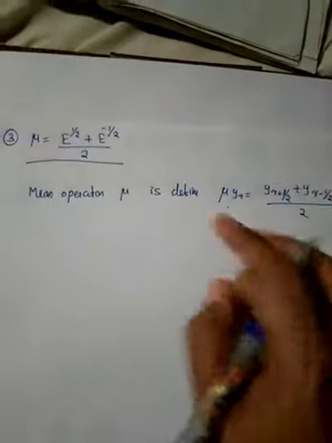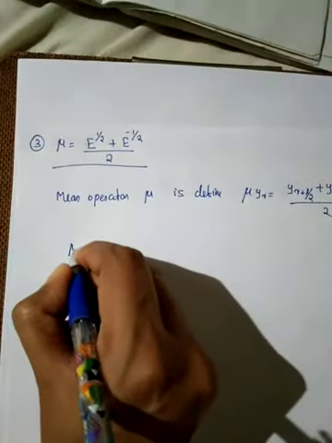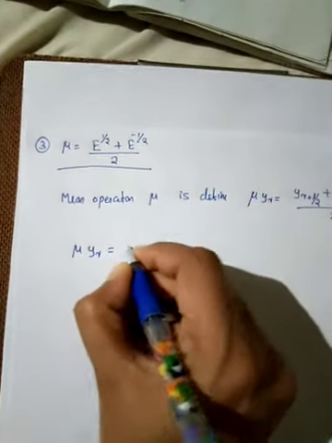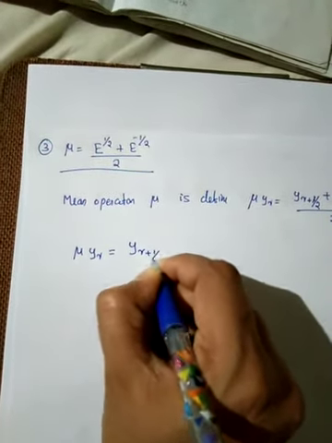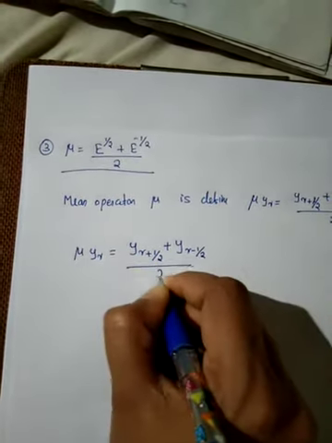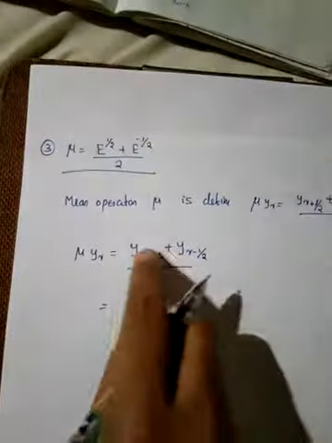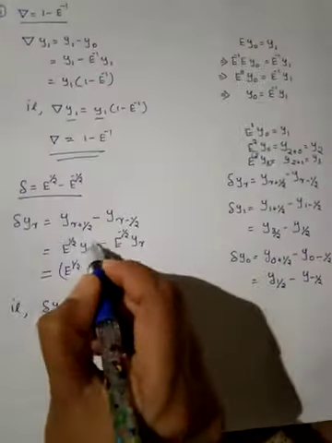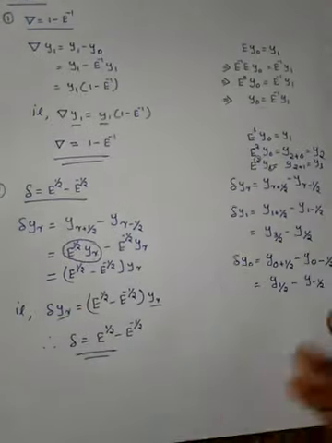Using this definition, we get μyr equal to yr plus 1 by 2 plus yr minus 1 by 2, divided by 2. yr plus 1 by 2 can be written in the format e raised to 1 by 2 yr.